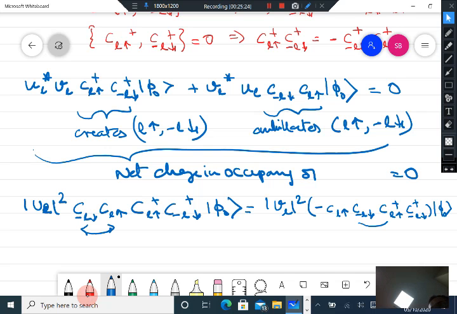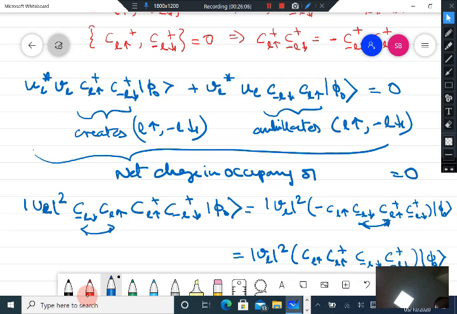phi 0. Now you interchange again these two. Again there will be a minus sign which will come. The minus sign came because of the anti-commutation rule. So because of this you will get a second minus sign. So |VL|² CL up dagger into C minus L down, C minus L down dagger, acting on phi naught, okay.